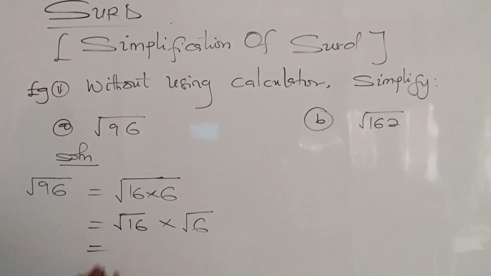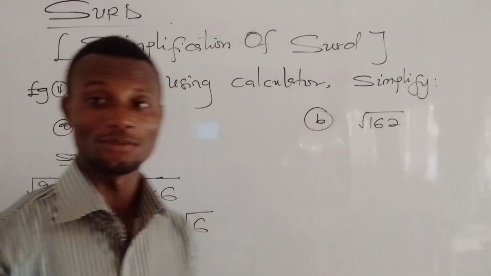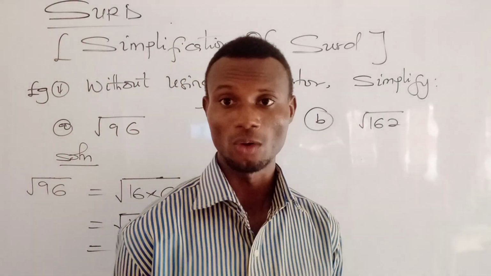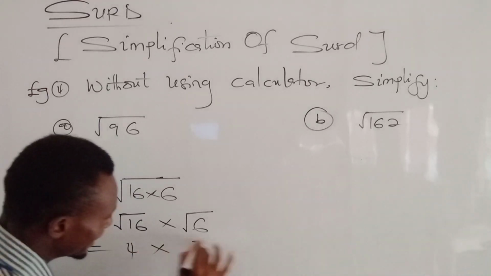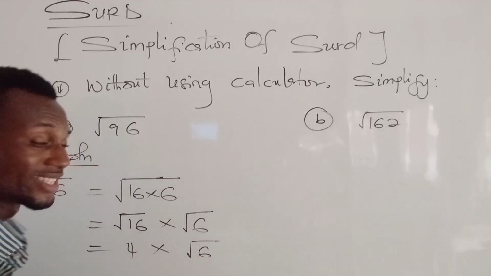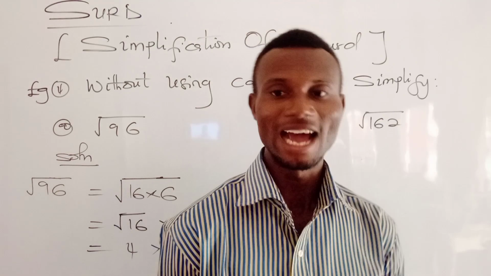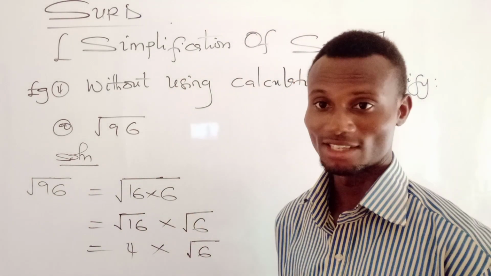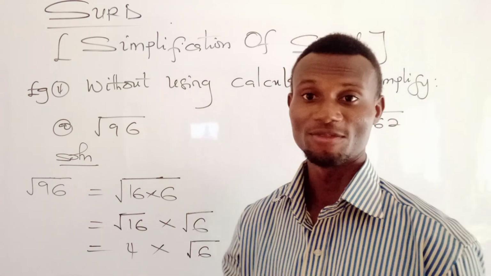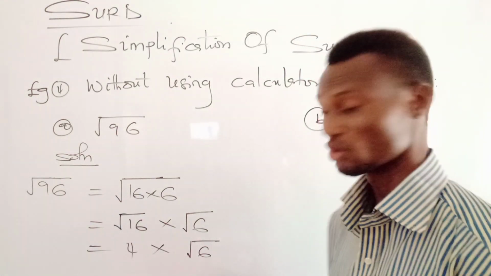Now we know the answer for the square root of 16. The square root of 16 is 4, okay? So let's put our answer there. So 4, times the square root of 6. We will not get a whole number as an answer for the square root of 6, so you just repeat your square root of 6 like this, as we have been doing in the previous videos. So this is what you are supposed to do.